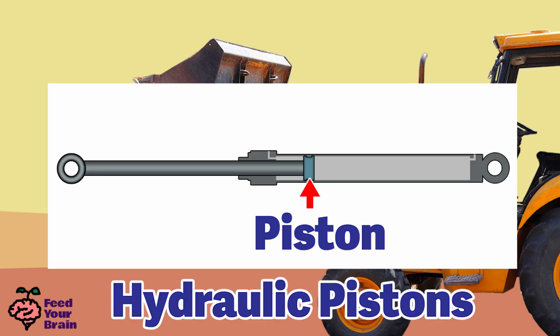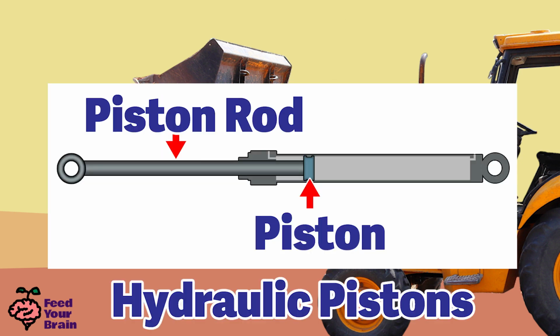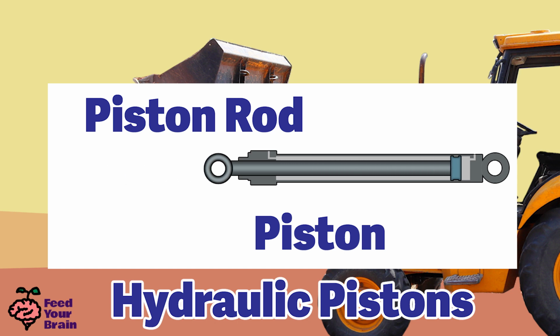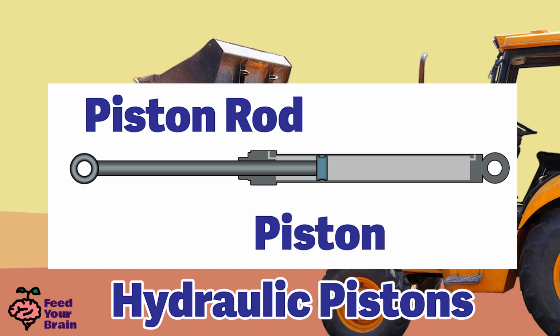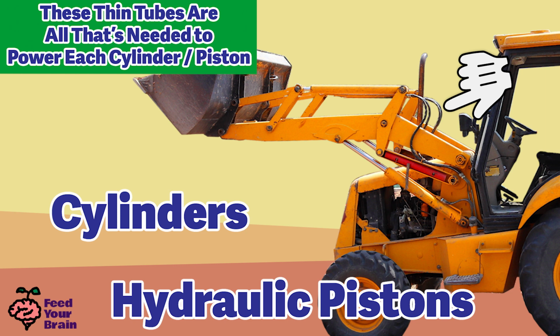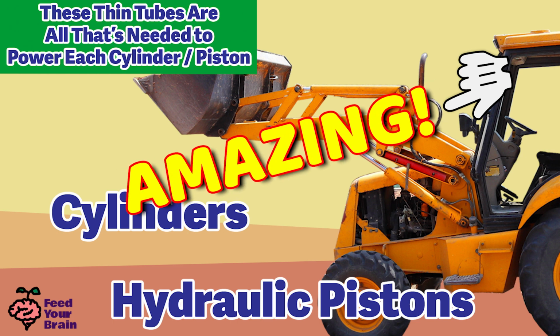Each cylinder has a hydraulic piston and piston rod, and the piston and piston rod are moved back and forth by pressurized hydraulic fluid, and the pressurized hydraulic fluid comes through these tubes. Thanks to Pascal's law and the power of compressed fluids. Isn't that amazing?